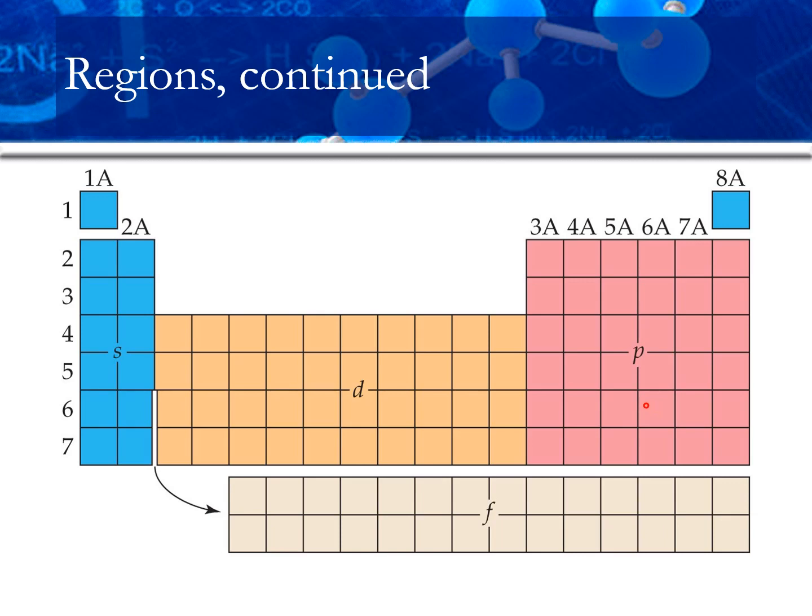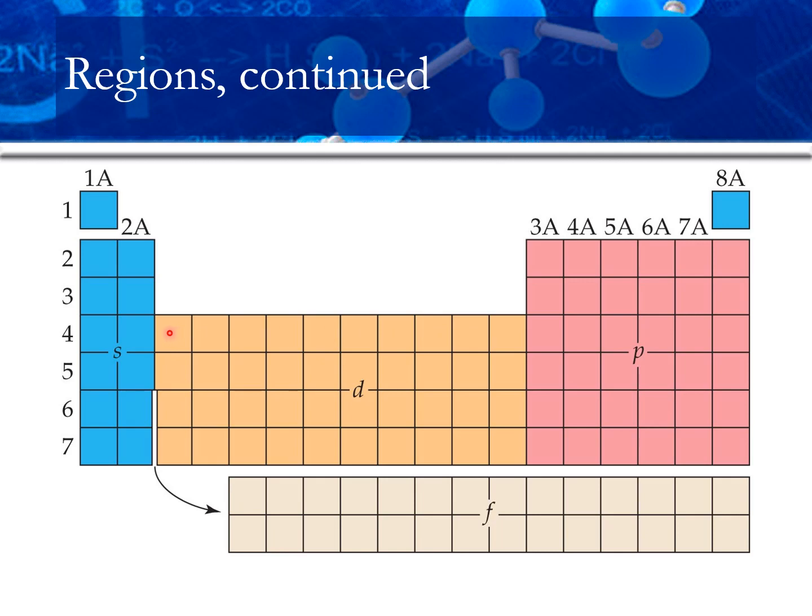You know that immediately. In fact, it's not only in a p subshell, it's in a 6p subshell because it's in the 6th row. Notice that the first row of the d's, however, has a principal quantum number of 3.